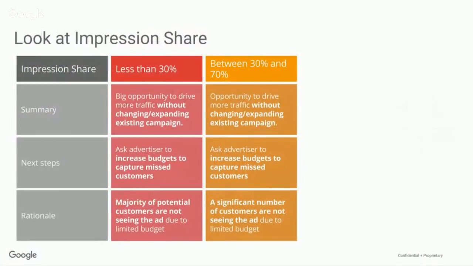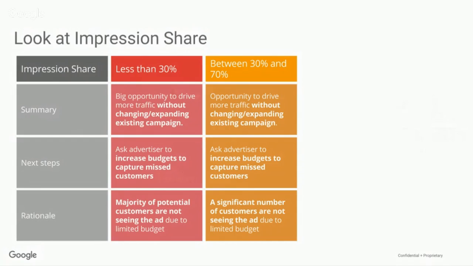Okay, and then if you're anywhere between 30 and 70, same kind of deal here. There's still room to increase the budget without changing anything else. It's not as significant as if it was less than 30, but there is still that room. You can still use the same tactics.